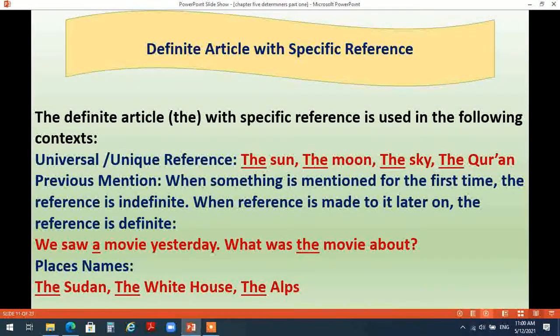أيضا حين تكون هنالك إشارة إلى أسماء الأماكن places names، فبعض أسماء الأماكن المحددة تكون مسبوقة بالdefinite article. For example, you say the Sudan, the White House, the Alps. دائما هذه أسماء الأماكن تكون مسبوقة بالdefinite article the، أو كأنما definite article the أصبحت جزء من الكلمة.